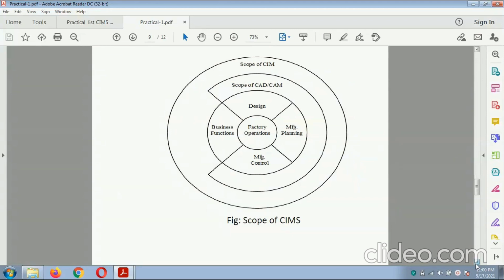This is the diagram related to the scope of the CIM. The middle portion is known as factory operations, and these factory operations are integrated with four functions: the business function, design, manufacturing planning and manufacturing control. These four segments are very important with respect to the scope of the industry. Design, manufacturing planning and manufacturing control are included in the scope of CAD/CAM, and the whole is included in the scope of the CIM. This is the wheel which can be explained as the CIM wheel.